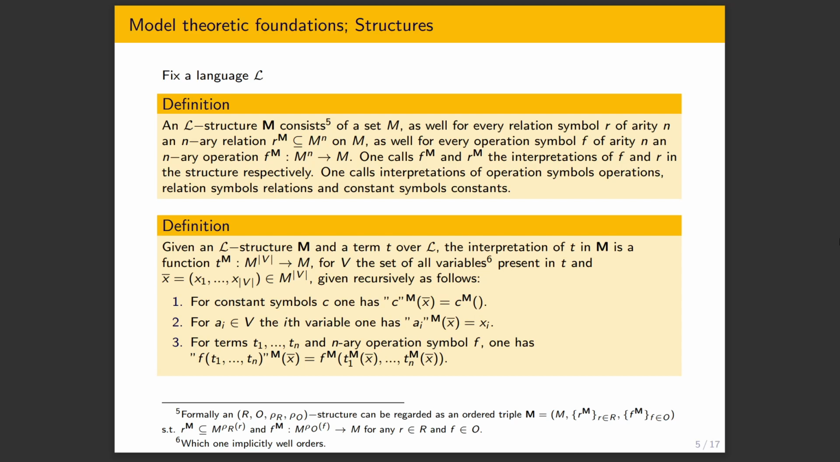And lastly, but not leastly, this is probably the most important point: when we have an n-ary function symbol, operation symbol, f, and n terms, and we interpret f of t_1 through t_n and evaluate it at x, we get the same thing as when we interpret f and then evaluate it at all the terms, interpreted and evaluated at x.